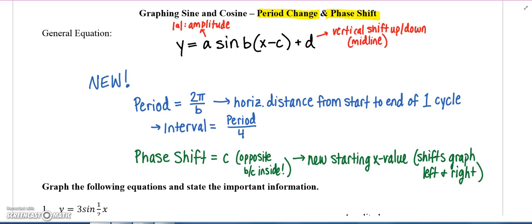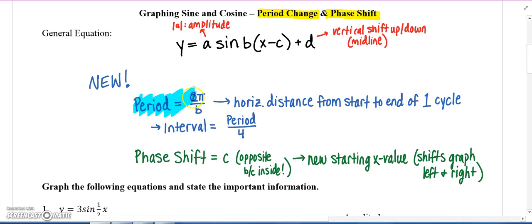Up here in red, you can see the stuff we already talked about. Amplitude is the absolute value of this A number here, and the vertical shift up or down is the D value you add on the end, and that's also called your midline. Alright, the new stuff. It's not new in the sense that we did write it down in the last set of notes, but it's new in the sense that we didn't change it much. Right now we're going to be messing around with it a little bit, so we have to really make sure we know it.